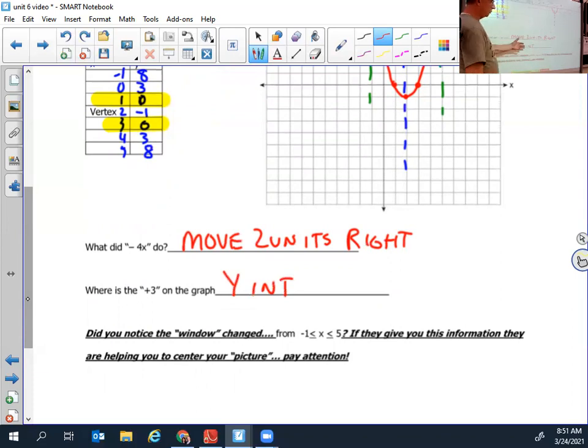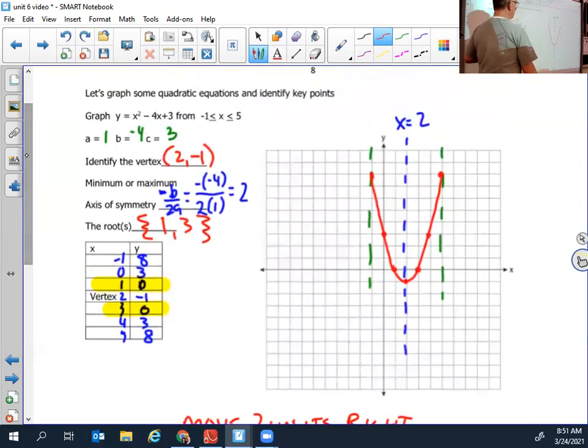And did you notice that the window changed? And that gives us all the good stuff. Once again, they wouldn't give us a window from like negative 5 to 1 over here when we have our vertex and all that stuff on the other side of the axis. All right.